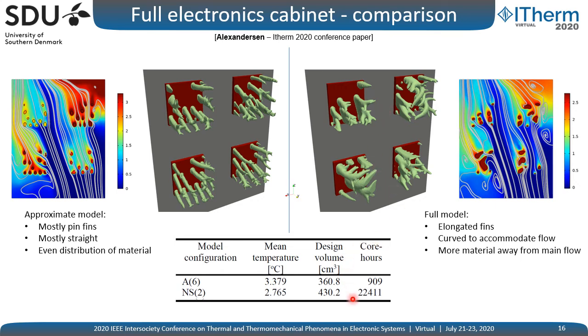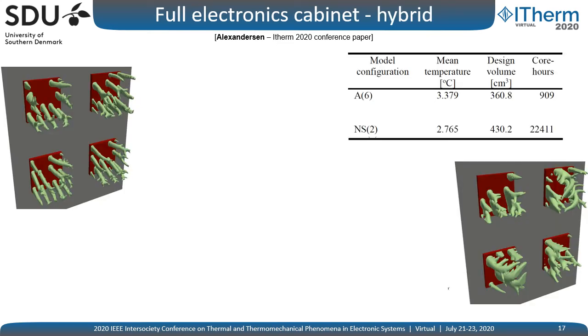So this is in terms of core hours. So let's say we have 100 cores. The approximate one would take 9 hours, but the other one would take 224, which is just under 10 days. Or I guess closer to 9 days. So the question is, can we do something in between these two by combining them in some way?